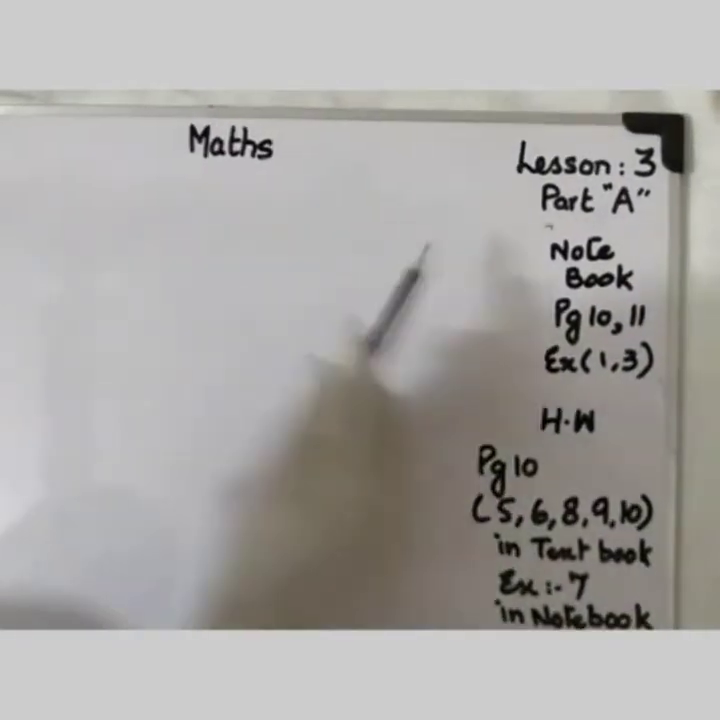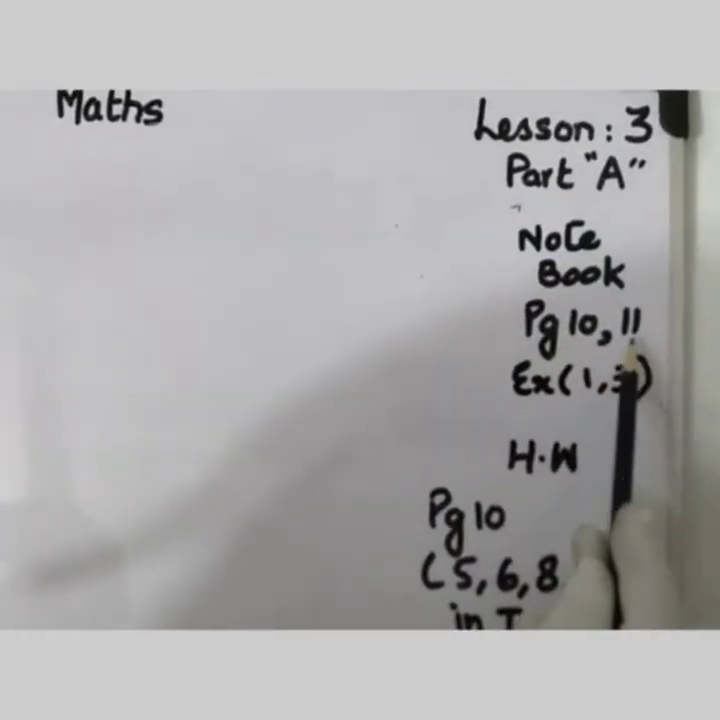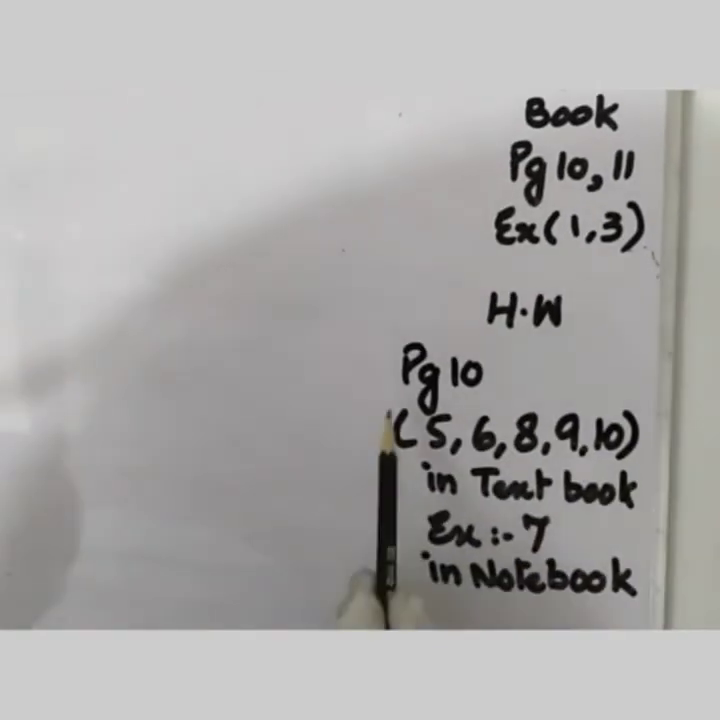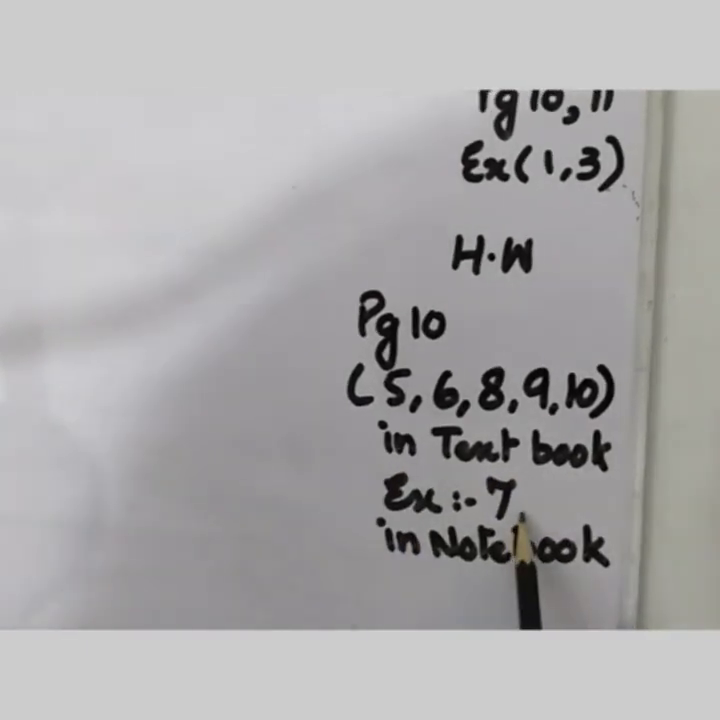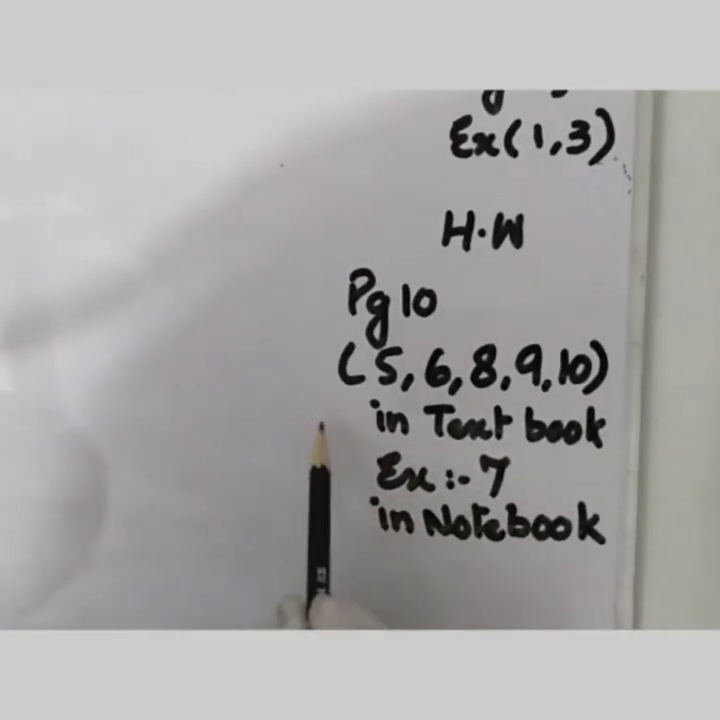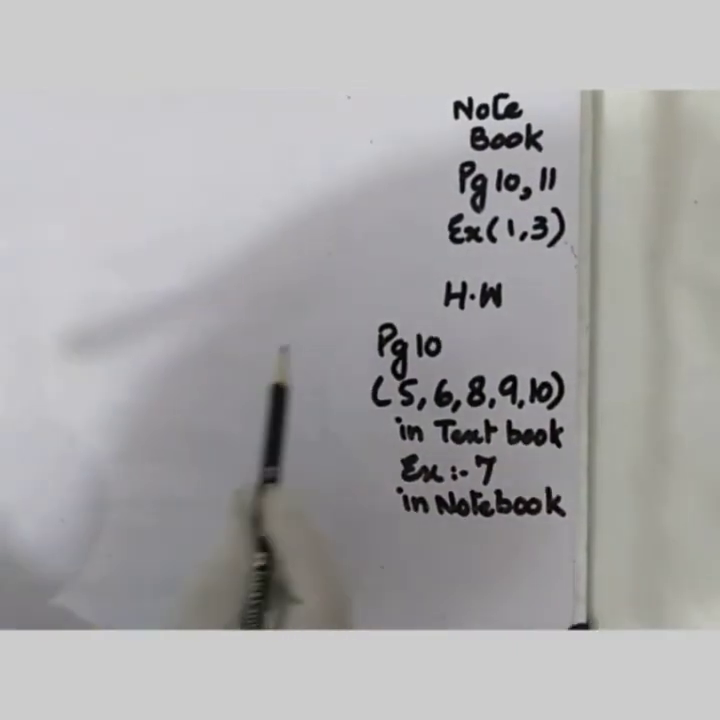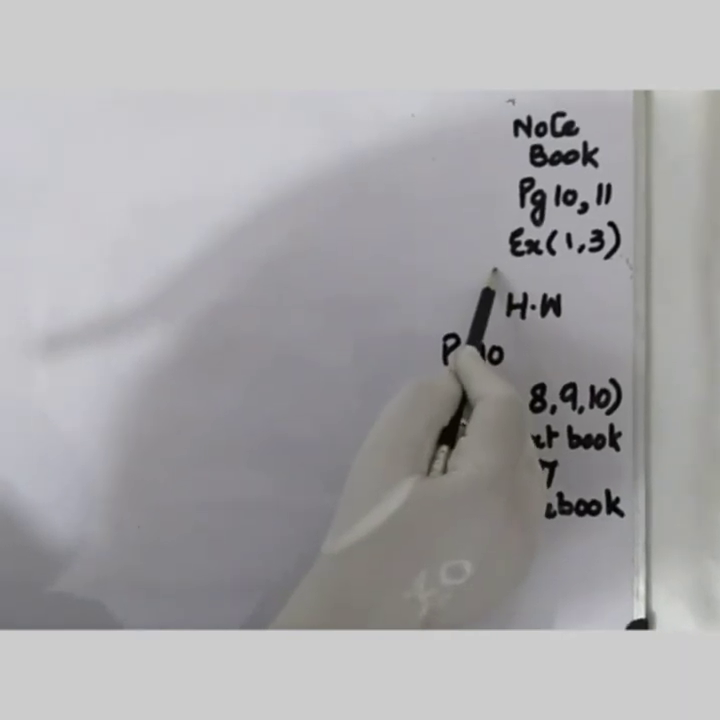Now students, in your notebooks you have to complete page 10 and 11, exercise 1 and 3. And for your homework you have to complete page 10, questions 5, 6, 8, 9, 10 in your textbook and exercise 7 in your notebook. All these are your homework, and the exercises which are completed in your textbook, you have to complete in your notebooks.